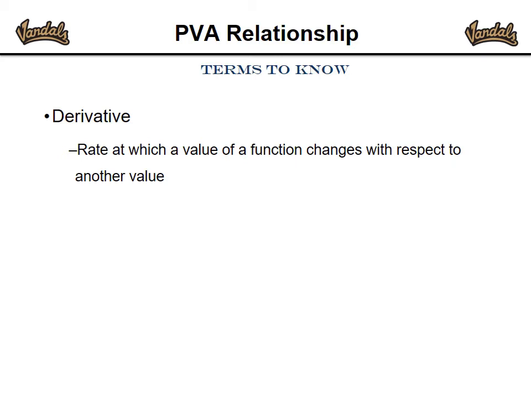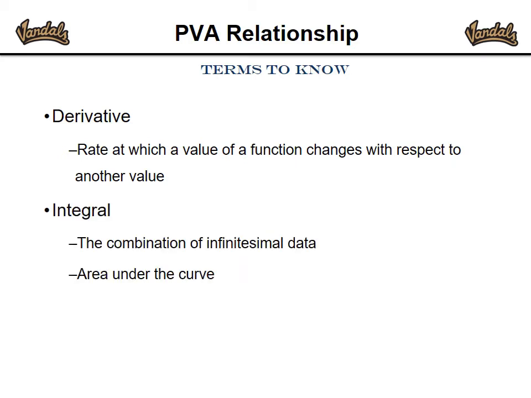So again, we have two terms to know: derivative and integral. The derivative is when we go from P and V to A, and it's basically you take the slope, or the rate at which something changes. And then to integrate and go from A to V to P, you combine the infinitesimal data. So it's the area under the curve.